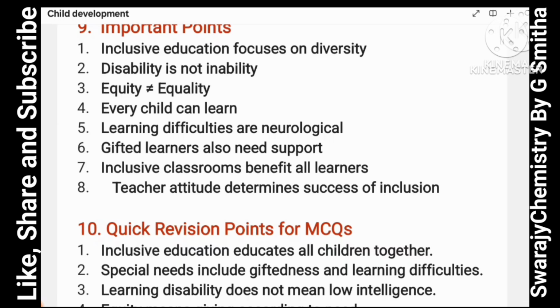The sixth one is gifted and talented learners also need special support. The seventh one is inclusive classrooms benefit all learners, not only children with special needs. The eighth one is a teacher's attitude plays a key role in the success of inclusive education.